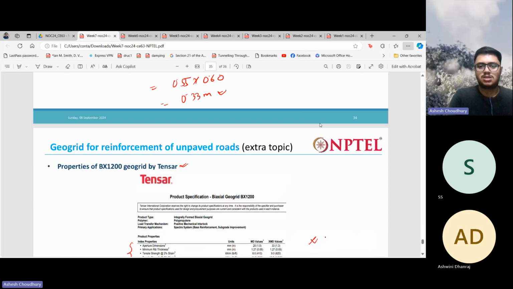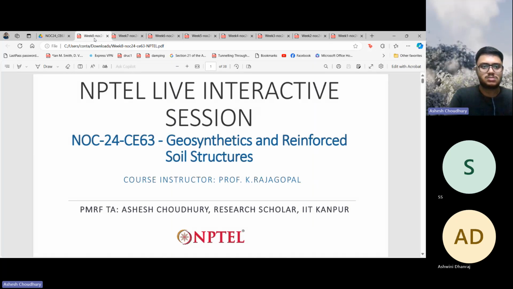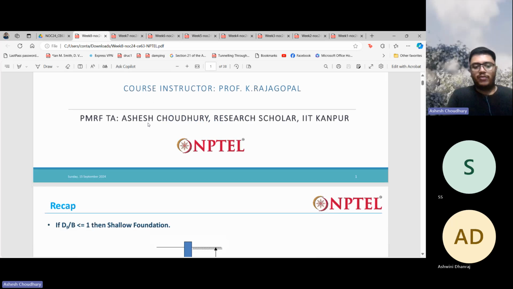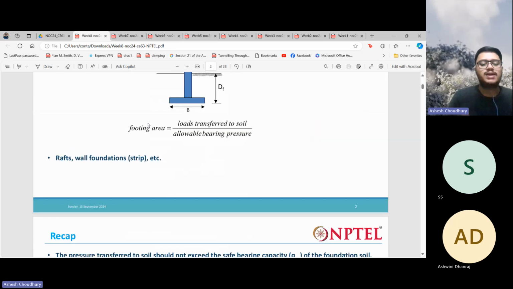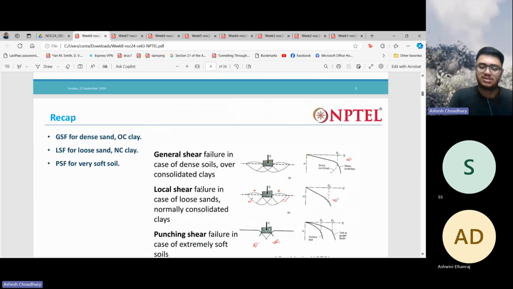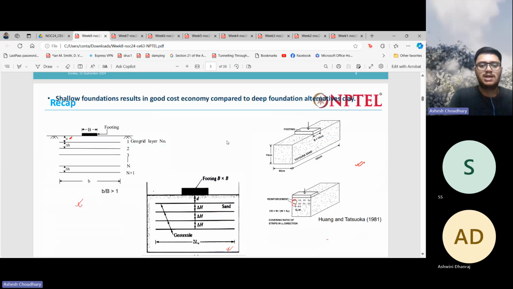Let's see the next thing. Then we have foundations. How can we improve the bearing capacity of a foundation? Obviously, if we reinforce the soil, we can increase its bearing capacity. It is very intuitive. What are the basic parameters? I am not repeating this again, these are from basic soil mechanics.